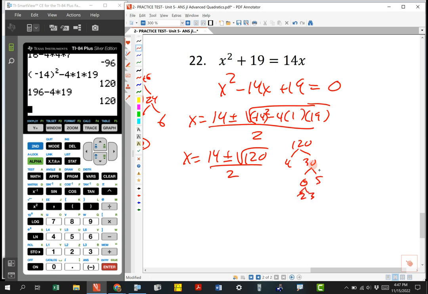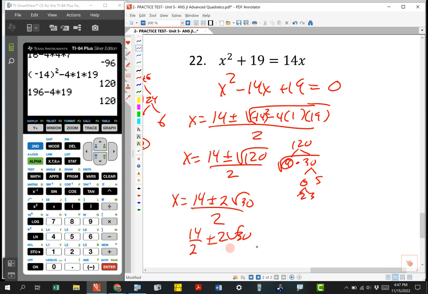So 30 doesn't simplify at all. So really what I've got here is the square root of 4 times 30. That's a pair of 2's. So this is going to be x equals 14 plus or minus 2 radical 30 all over 2, which we can simplify because we can divide both of those by 2. So I've got 14 over 2, and then a plus or minus 2 radical 30 over 2.